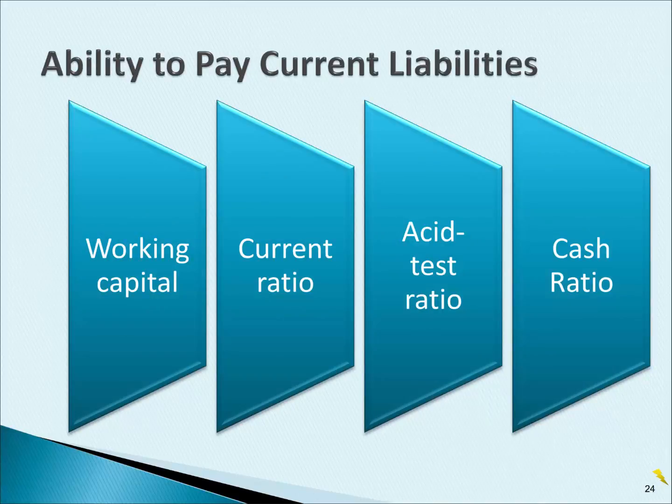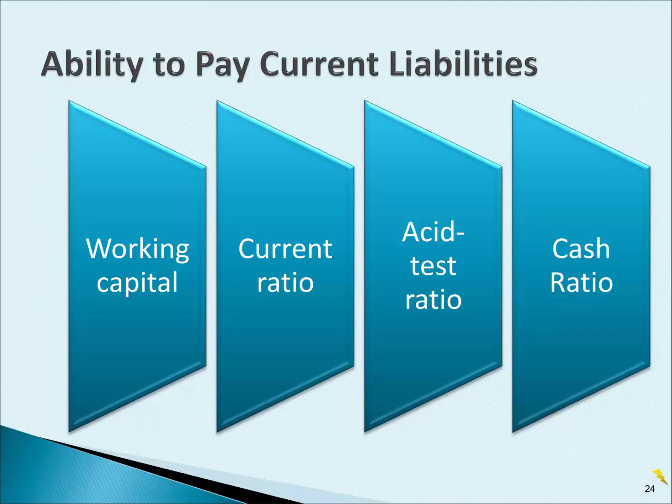So the first group we're going to look at is the ability to pay current liabilities. Working capital measures the ability to meet short-term obligations with current assets. Two decision tools based on working capital data are the current ratio and the acid test ratio. The most widely used ratio is the current ratio, which is current assets divided by current liabilities. Now we're going to get into these in more detail. This is just an overview for now.